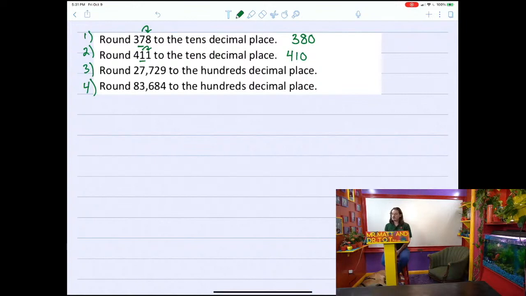Number three, round 27,729 to the hundreds decimal place, so we're rounding to the hundreds here. The number directly to the right is a 2, so we're going to round down to 27,700. And 4, round 83,684 to the hundreds decimal place, so we're rounding to this value here. The number to the right is an 8, 5 or above, so we're going to bump this up to 83,700.